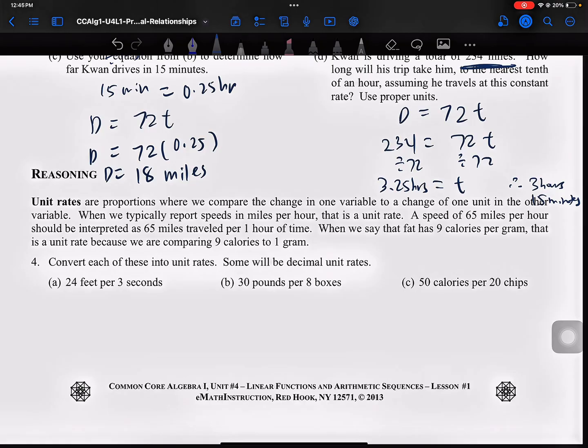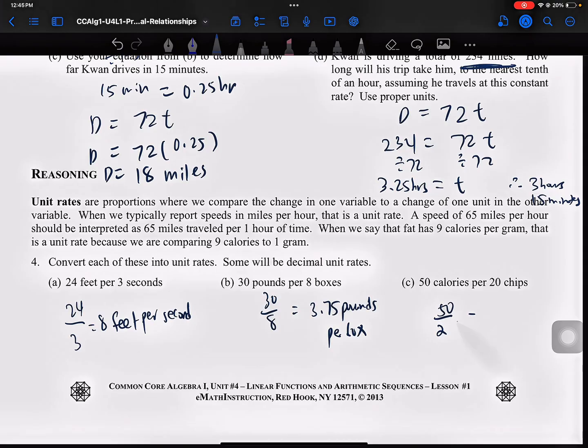Converting to unit rates, first is 24 divided by 3, which is 8 feet per second. Next, 30 divided by 8, which is 3.75 pounds per box. And lastly, 50 divided by 20, which is 2.5 calories per chip.